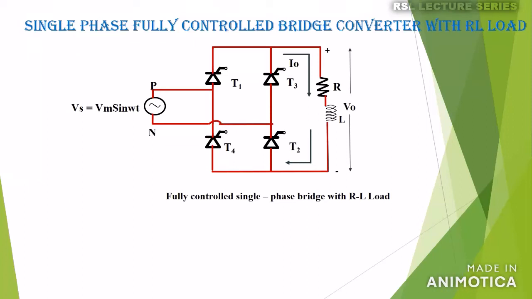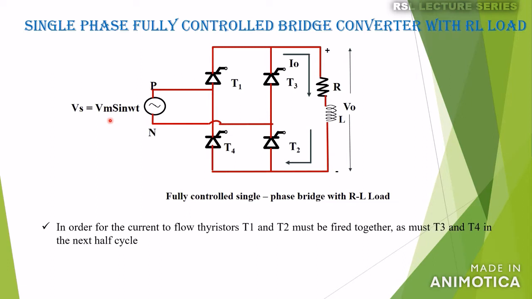In this lecture, we'll discuss the single phase fully controlled bridge converter with RL load. So this is a schematic diagram. It consists of four thyristors T1, T2, T3 and T4. During positive half cycle, these two thyristors T1 and T2 will conduct, and during negative half cycle, T3 and T4 will conduct. Here the load is considered as an RL load, and Vs is the supply voltage given by Vm sin omega t, a single phase AC supply.